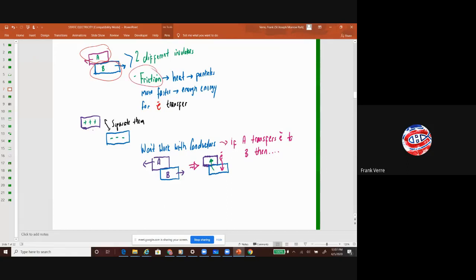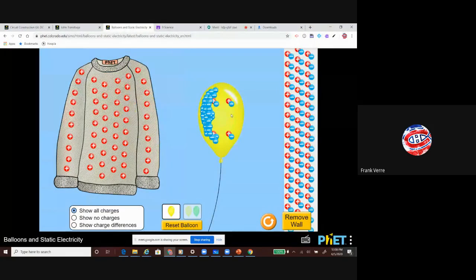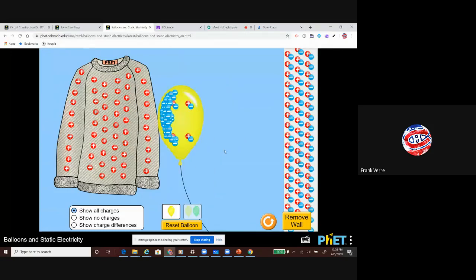Now what happens is the friction heats things up, and we know from particle theory that when particles get heated, they move faster. They gain enough energy to transfer, to move from one substance to the other substance. In this case, as you saw with the animation, the electrons move from the sweater to the balloon. Okay? Then when you separate them, you can see that the charges are held in place. There's your static electricity, right?